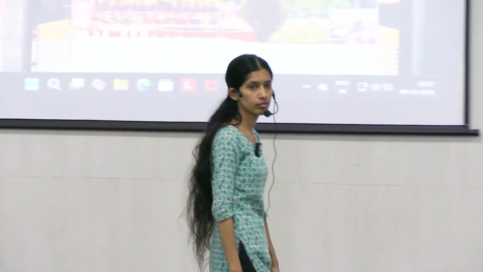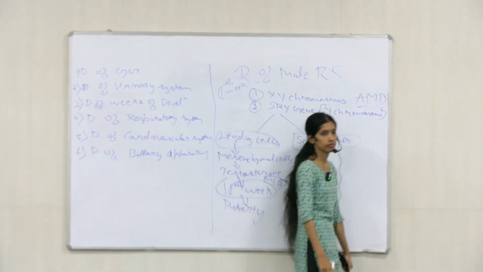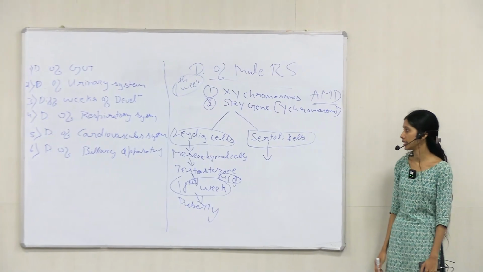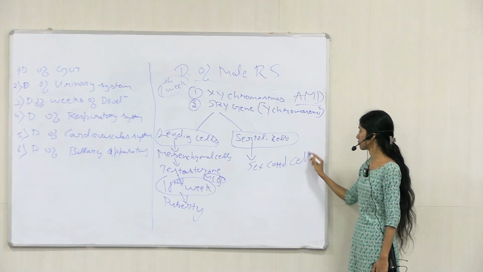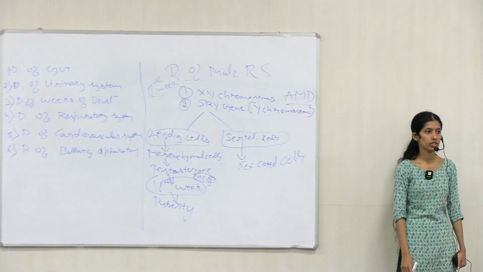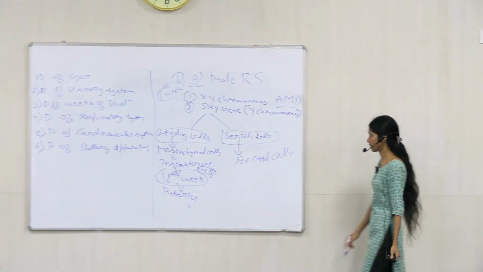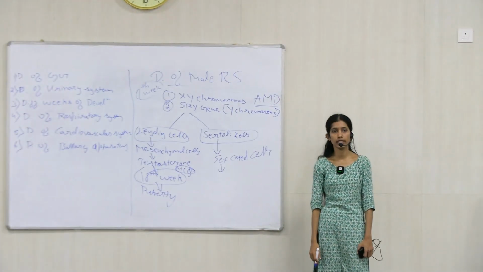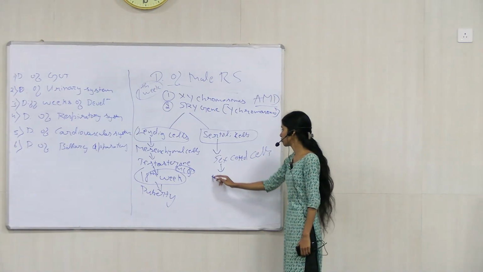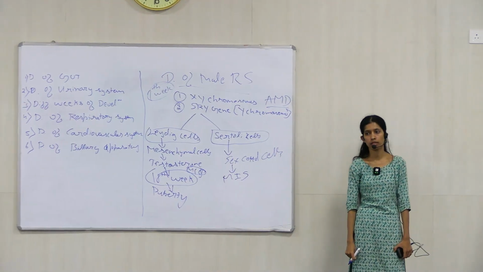What about the Sertoli cells? They are derived from the sex cord cells. Sertoli cells are mainly derived from the sex cord cells, and they produce a very important substance called Müllerian inhibiting substance, MIS.